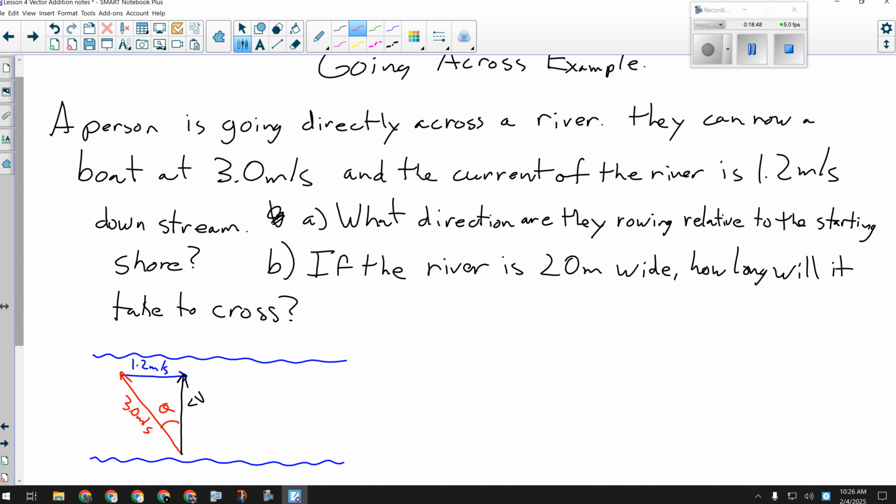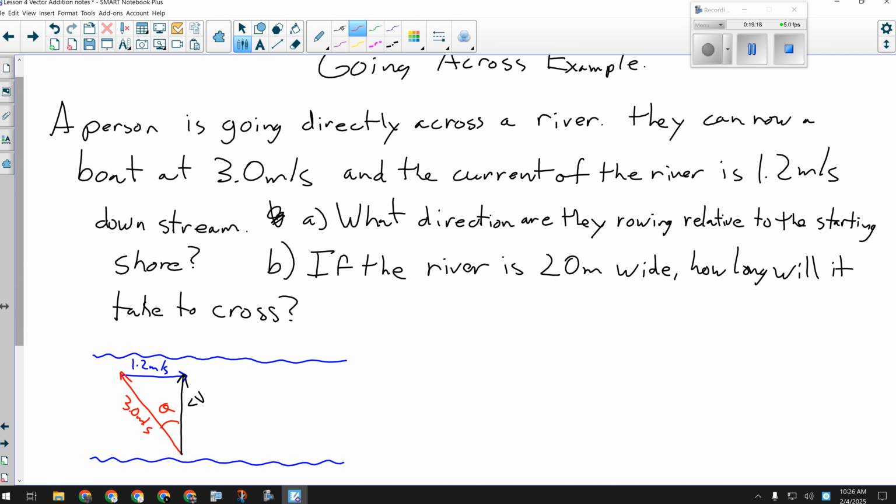So the first part of the question wants to know what's their heading? What direction do they need to row? Which direction do they need to point the boat? It could be asked a number of different ways, but the angle here is our heading. That's what part A wants us to find. Can I find that? I just have to do some trig here. I have the hypotenuse and the opposite side, so I should be able to find that angle.